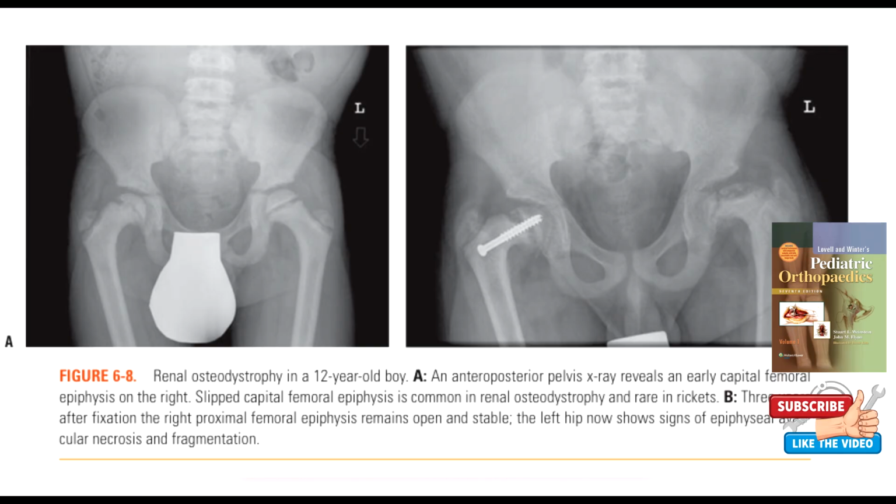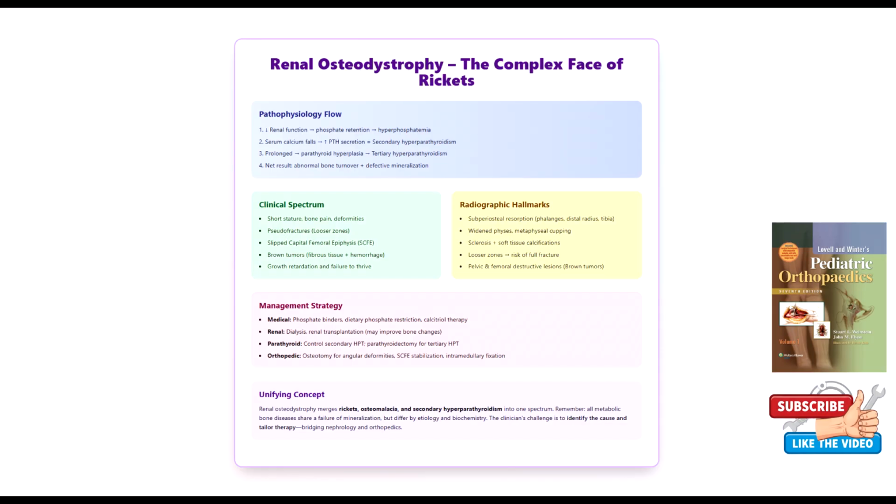This complication occurs more frequently and at a younger age in renal osteodystrophy than in other forms of rickets, owing to the weakened physis and the general growth retardation of these children. 3 years later, as seen in Figure 6-8D, fixation has stabilized the right side, but the left hip has now developed avascular necrosis and fragmentation. This illustrates the chronic, bilateral, and evolving nature of the skeletal disease in renal osteodystrophy.